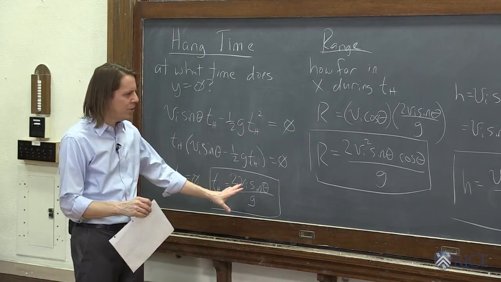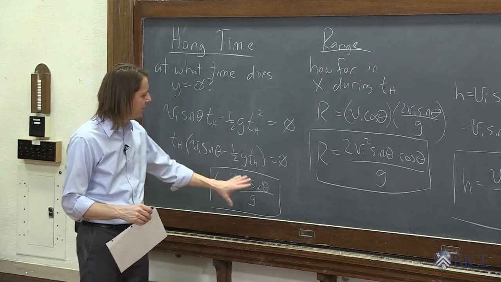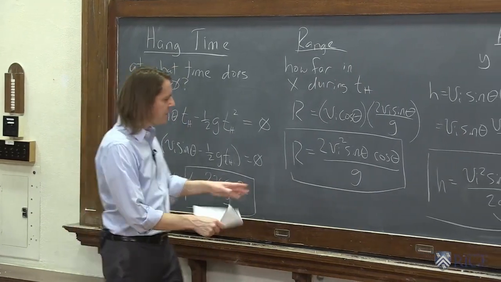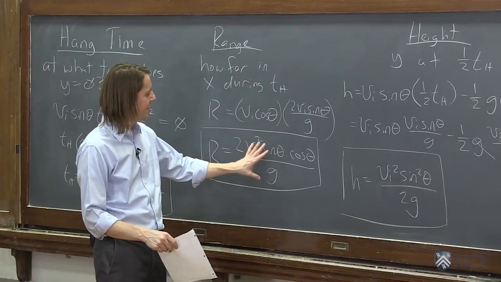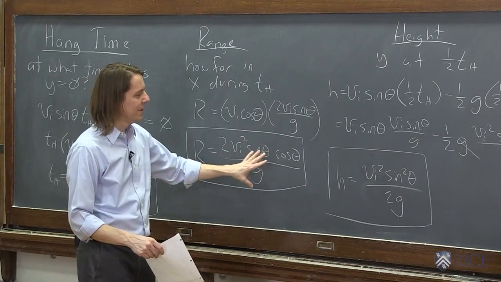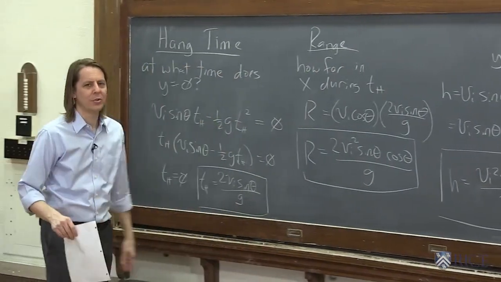If you think of them as all in terms of vi sine theta over g, this is like 2 vi sine theta over g. This is vi sine theta over g times 2 vi cosine theta, and this one is just sort of that squared. Right? So they're a little bit similar, not too hard to memorize.